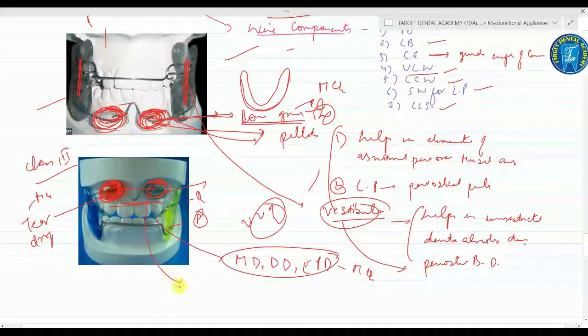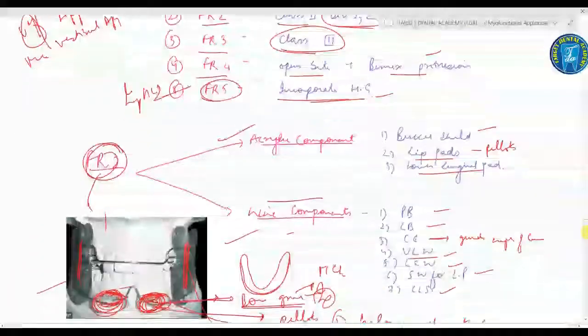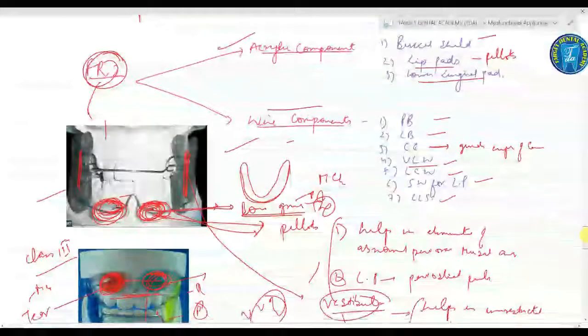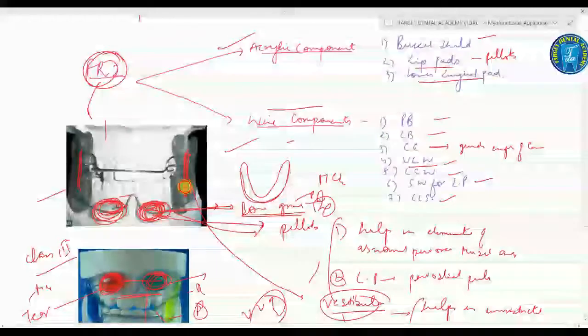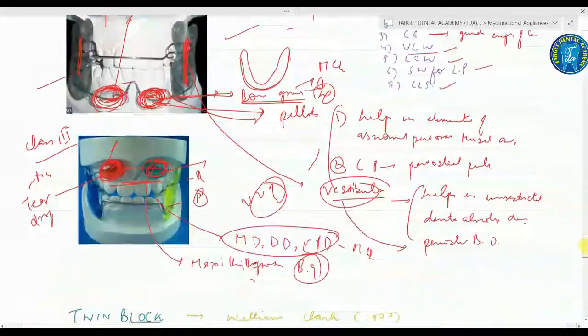Fine. Again, the last important point is that the lip pads are used to stimulate the maxillary bone growth. Fine. So this is all about the functional regulator. The types are very important for your MCQ, and the function of the lip pads and the vestibular shield, and what is the basic difference between the lip pads in class 3 and in class 2. These are the basic MCQs.